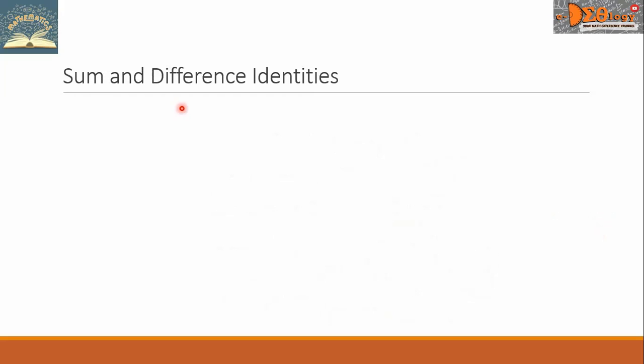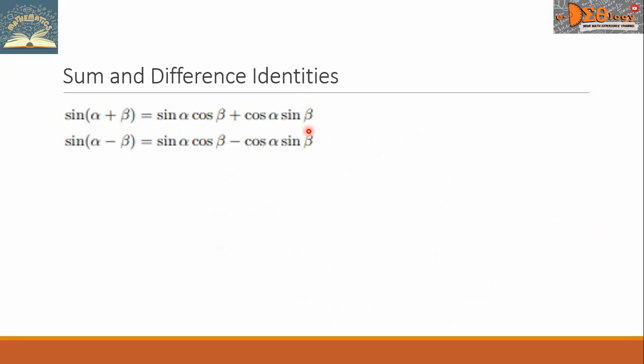Let's go now to the sum and difference identities. Let's begin with the sine of alpha plus beta angles. This is equal to sine alpha times cosine beta plus cosine alpha times sine beta. The sine of the angles alpha minus beta is equal to sine alpha times cosine beta minus cosine alpha times sine beta. Please note some patterns here for the sum and difference of the sines.